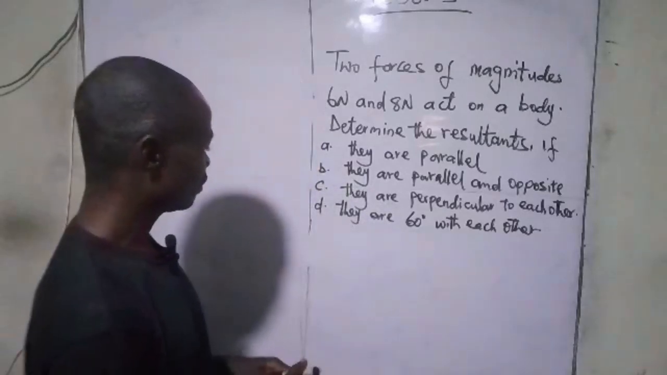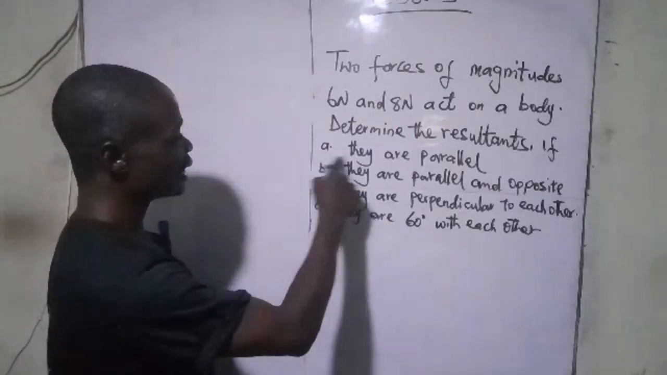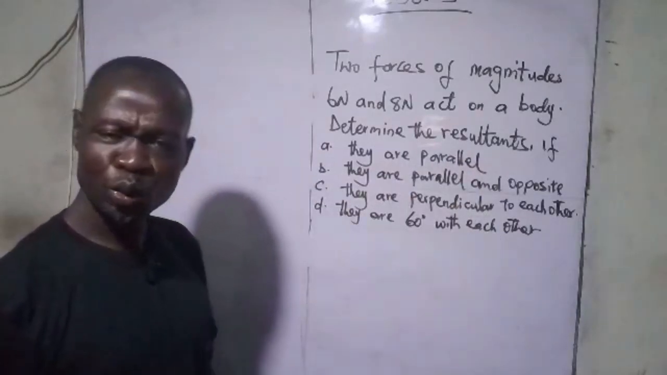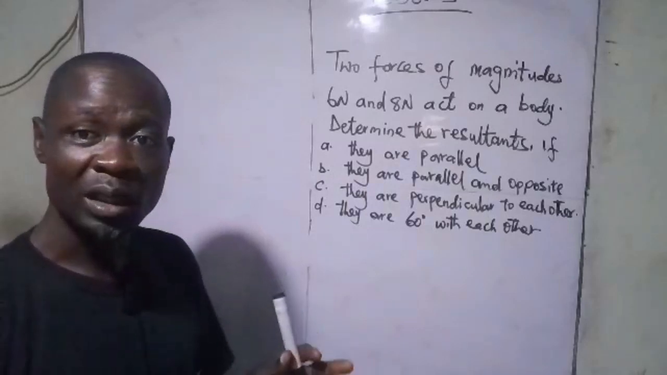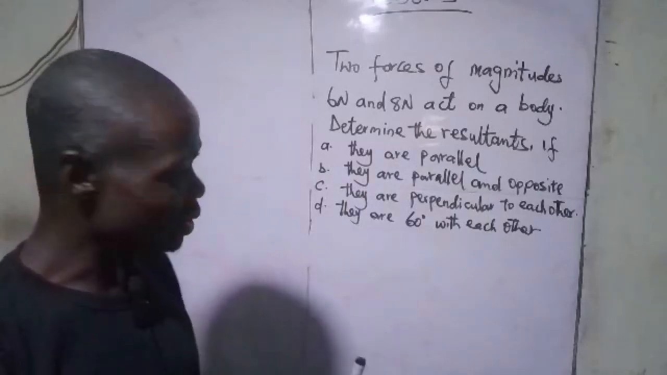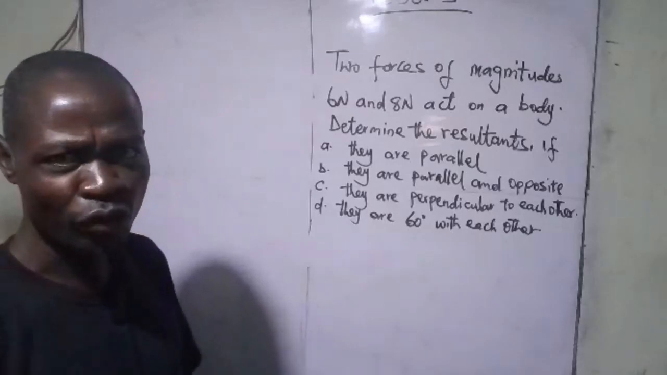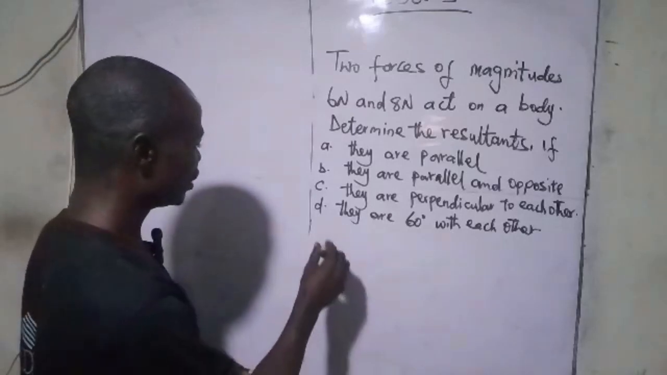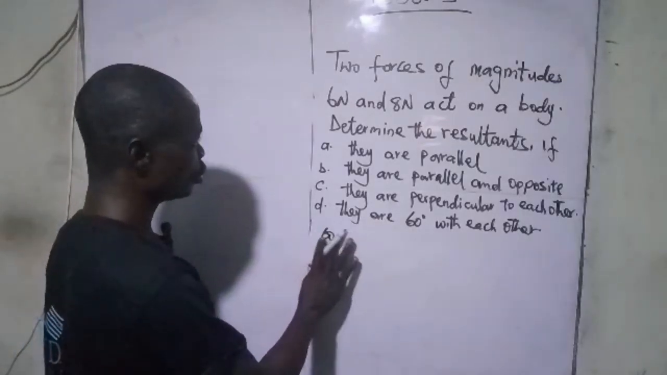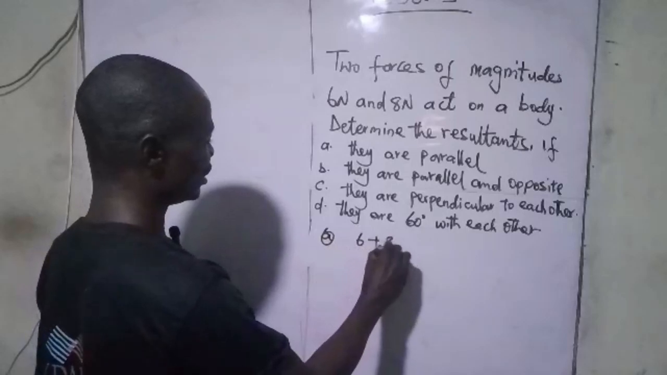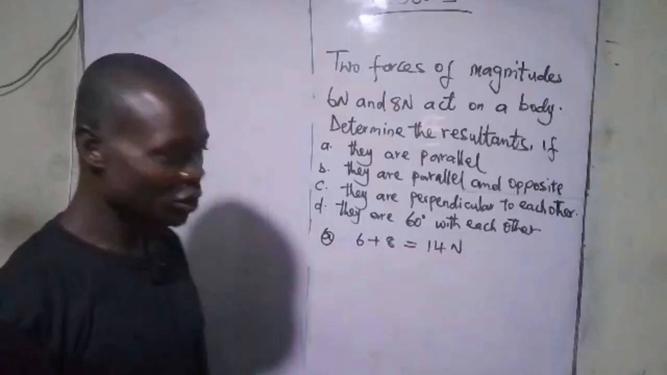From question A, we saw that they are acting parallel to each other. When forces are acting parallel to each other, how do we compound them? We add the two forces, which means that the resultant force is the sum of the two vectors. So A is equal to 6 plus 8, and that gives us 14 Newton. So 14 Newton is the resultant.